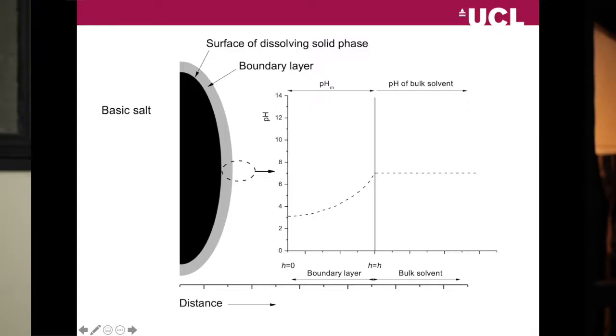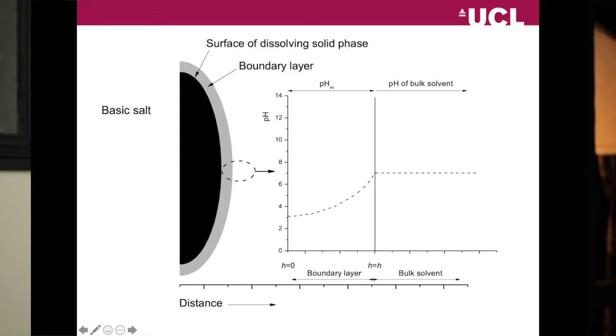So to understand that, you really need to understand what's going on in this boundary layer. On the screen in front of you is my rather terrible diagram of a dissolving solid. That's the black circle on the left hand side, and it's showing you the boundary layer in a light grey. That boundary layer is the region of solution where the concentration is higher than the concentration of that salt in the bulk solvent. On the right hand side is a diagram that shows you the pH that the solution actually is as a function of distance from the surface of the dissolving solid.